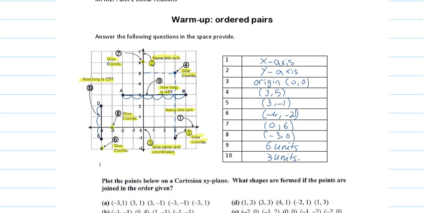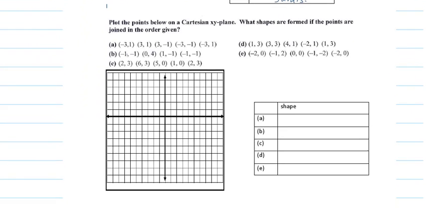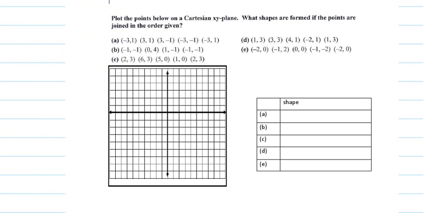All right. So for the next one, we're going to do one together, and then I'll let you guys try the rest. So for this one, you're going to locate your points on the grid, and then you're going to join them to make a shape. And then you're going to say what that shape is.